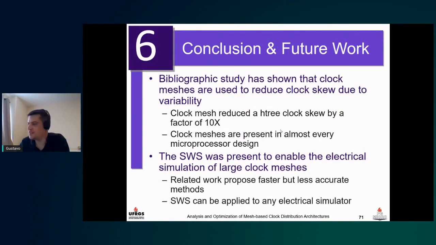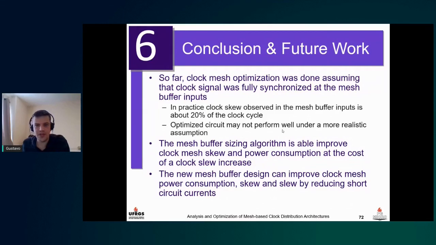So these are the conclusions and future work. In this work, we did a bibliographic study that shows that clock meshes are used to reduce clock skew due to variability, and we have shown the benefit of mixing clock meshes with clock trees. We have presented the sliding window scheme to enable the simulation of large clock meshes, and we have also proposed 2 algorithms to optimize the clock meshes.